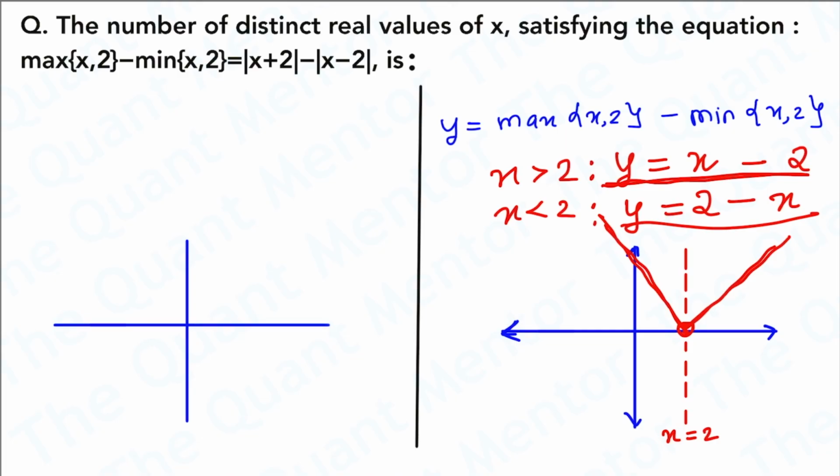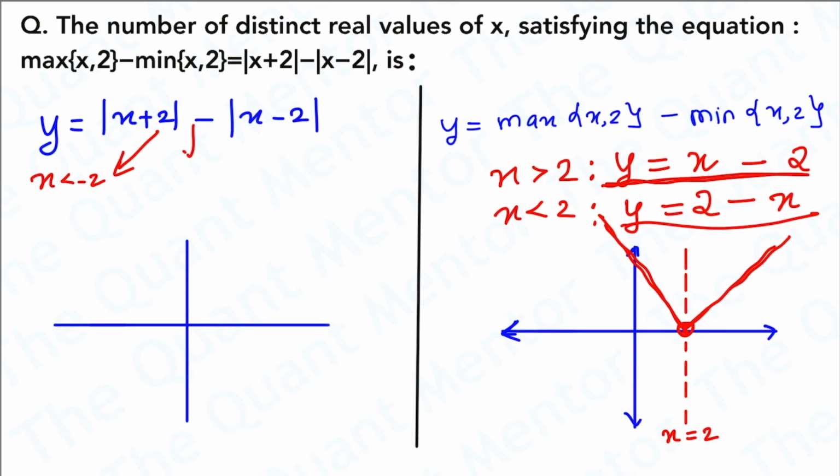Alright, so the right hand side of this given equation is mod of x plus 2 minus mod of x minus 2. So basically I'm required to plot the graph y is equal to mod of x plus 2 minus mod of x minus 2. Now in this, I will have to take three possibilities, guys. The first possibility is when x is less than minus 2. The second is when x is between minus 2 and plus 2. And the third case is when x is greater than 2.